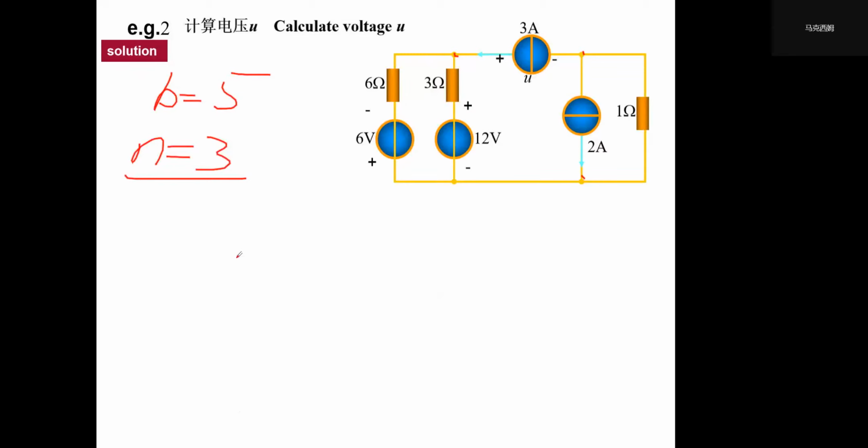But since we are illustrating the superposition theorem, we are just going to use this trick to do the work. Okay, so we can just divide it.